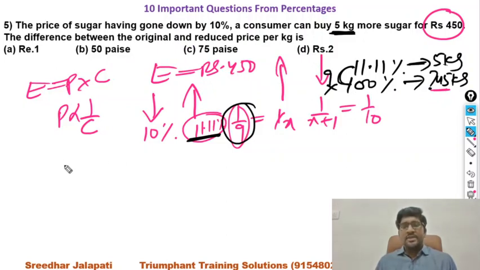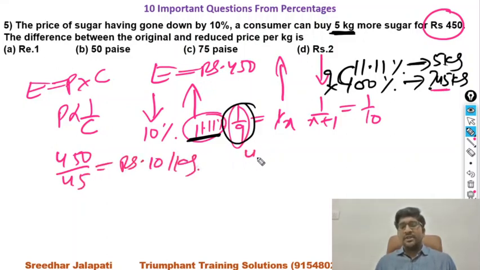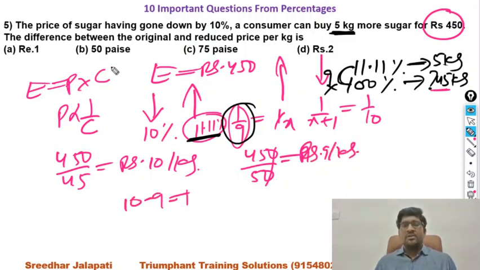Now original price when you bought 45 kg is 450 rupees by 45, that is 10 rupees per kg. Now the price after the reduction is 450 by 50, because he bought 5 kgs extra, that is 9 rupees per kg. So difference is 10 minus 9, 1 rupee. That is option A.